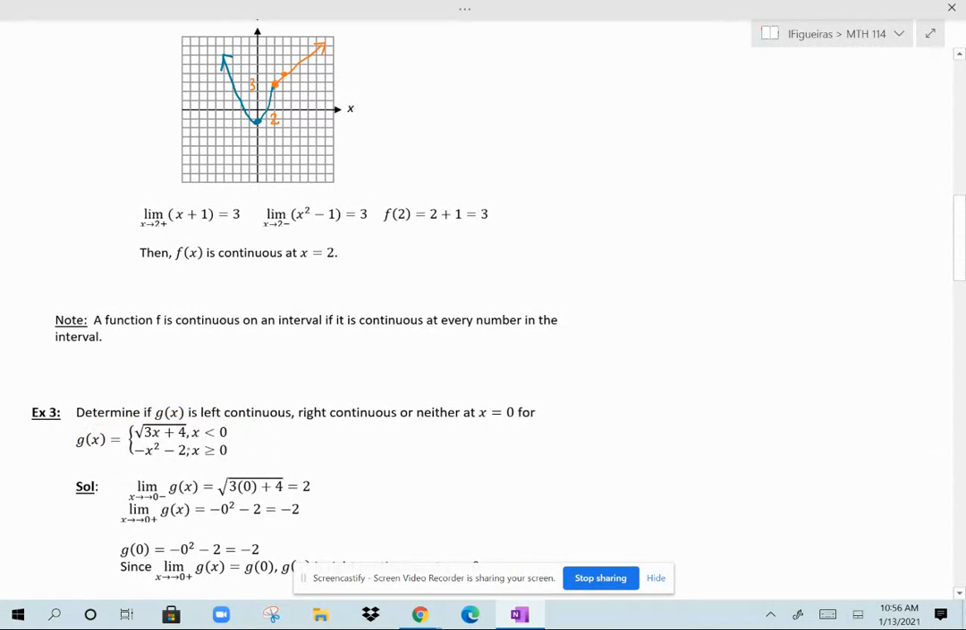So let's make sure that this actually works for values of x less than 0. In other words, do we get a real number?